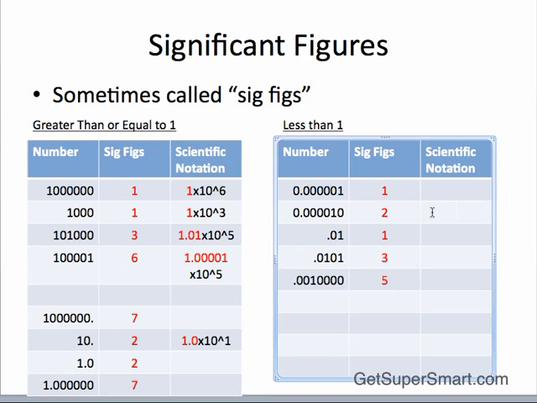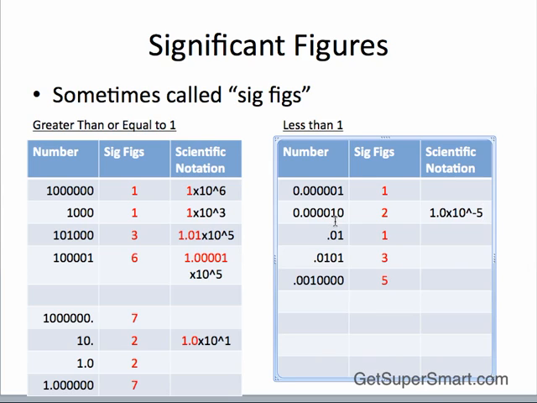Again, this is less than 1. What we're going to do is count this way to find where we want to move that decimal point. So here we're going to move it 1, 2, 3, 4, 5 spaces. We're going to have 1.0, because both of these are significant, so I need to include that 0 there. Times 10 to, how many spaces did I move it? 1, 2, 3, 4, 5. But since I moved it to the right, it's minus 5.